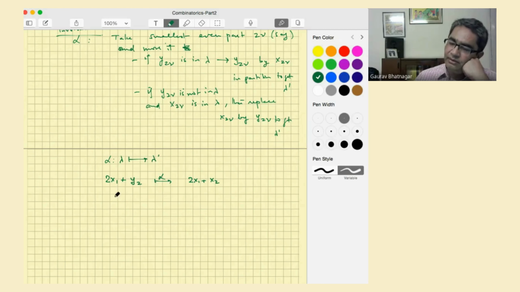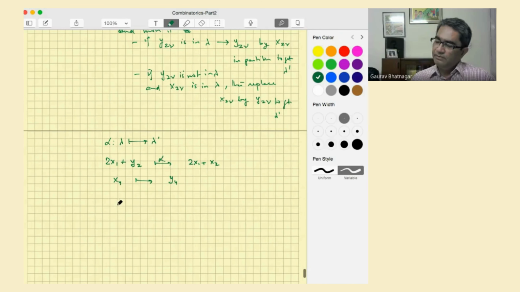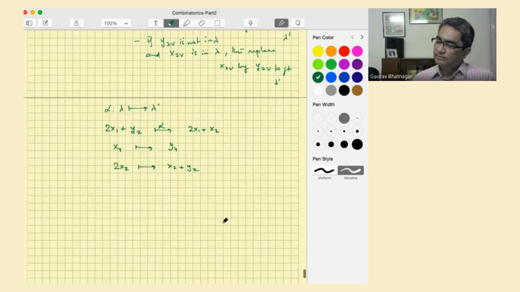Let's try another one where we have just x4. That will go to y4. If it was just y4, it will go to x4. So this is alpha. One more example. 2x2. Here one of these will go to y2. Okay, so you understood what alpha does?